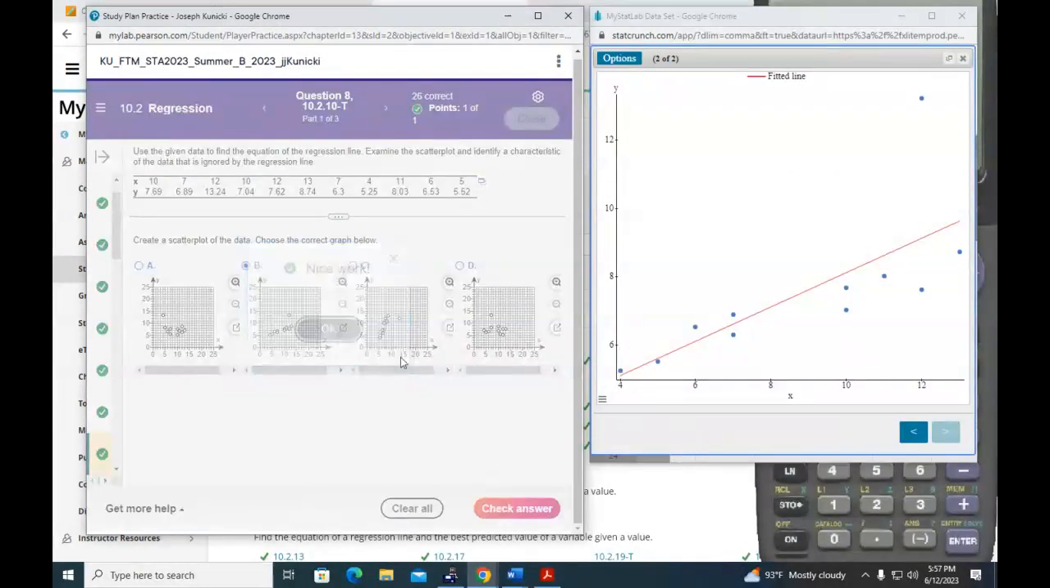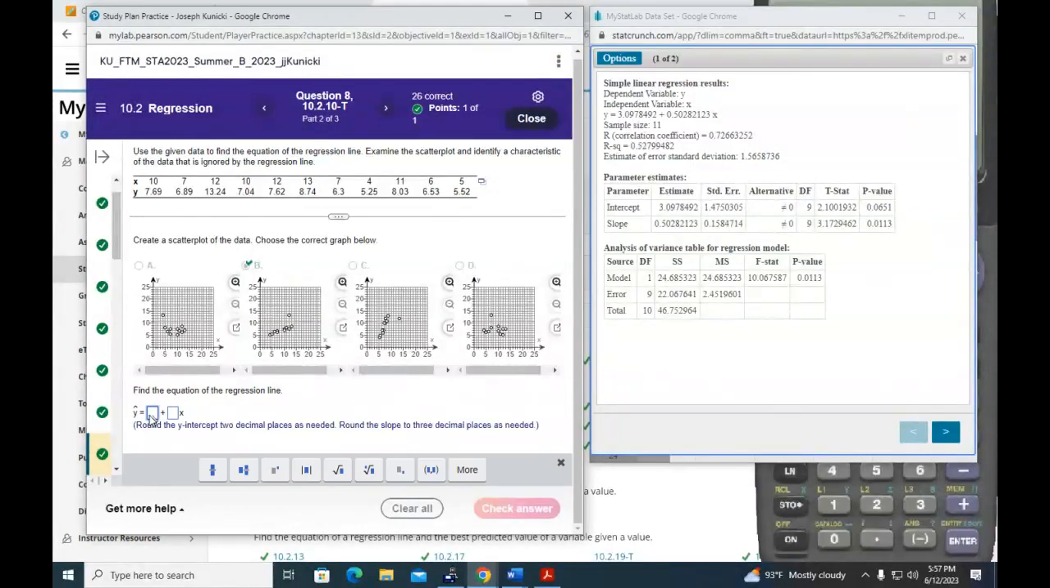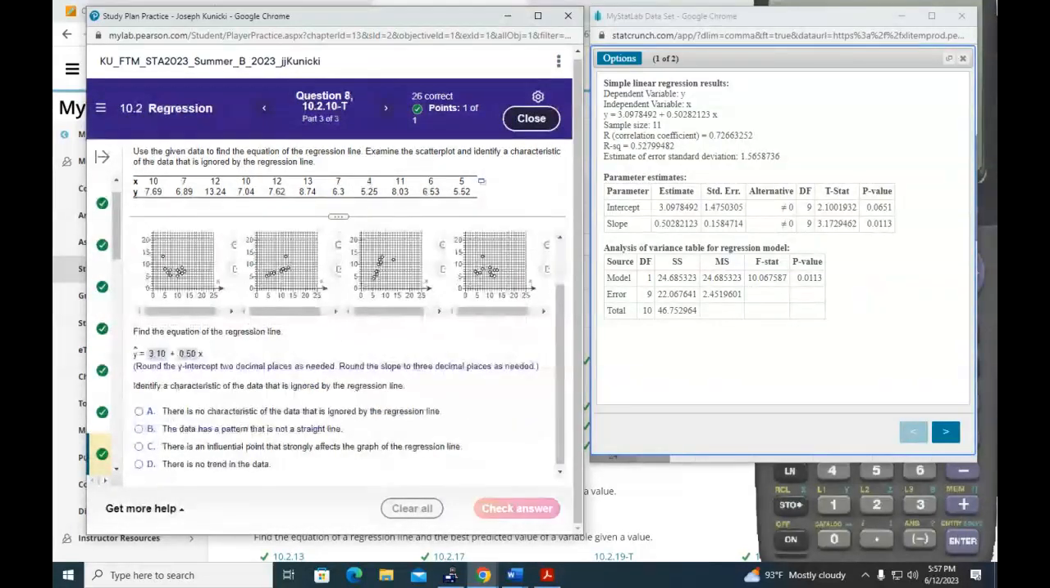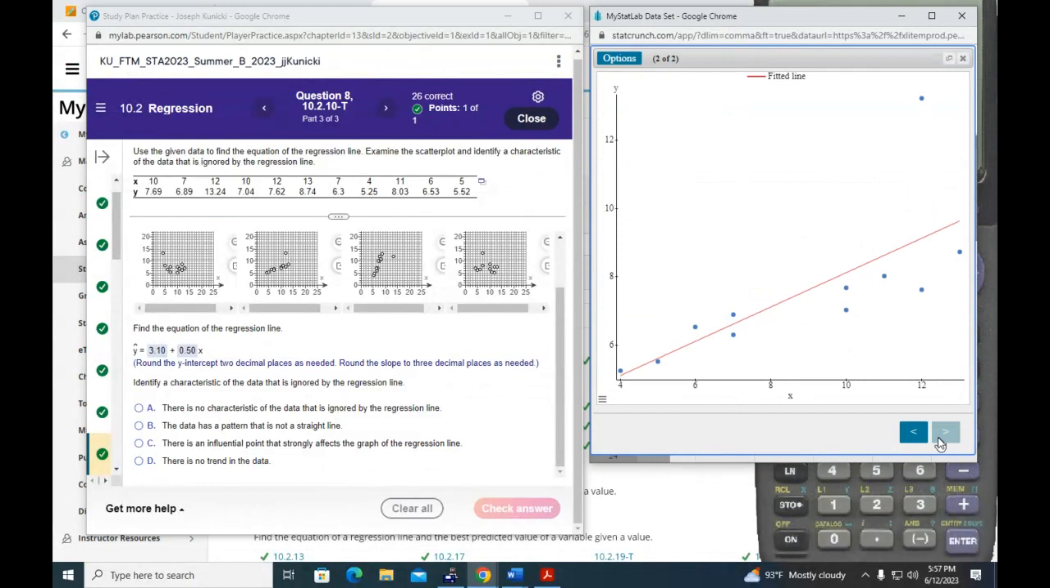And what's the pattern here? Well, first of all, let's answer this question. So 2 decimal places, so it'll be 3.10 and 0.050. So that's the regression line. And what's the characteristic that you wouldn't notice if you didn't look at the regression? You have an outlier. Correct. So they call that an influential point. They call it influential.